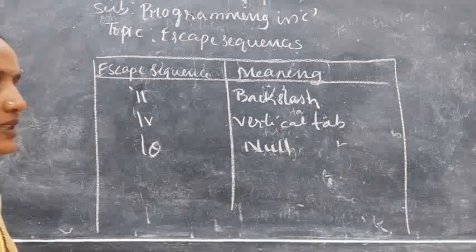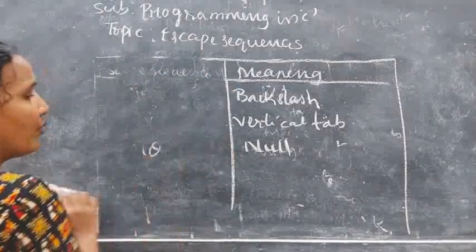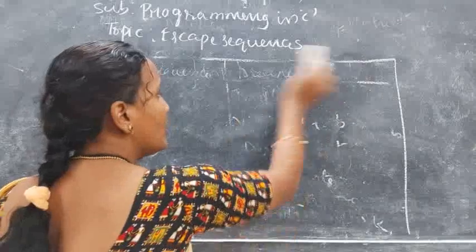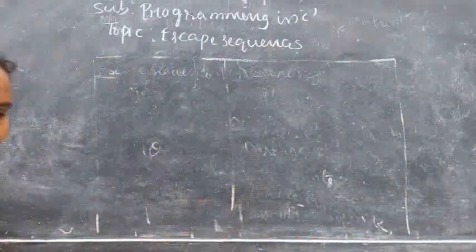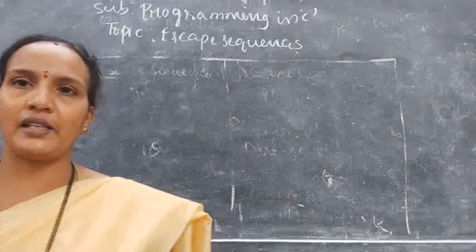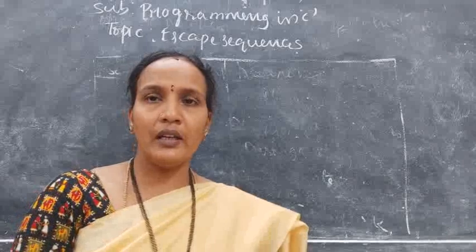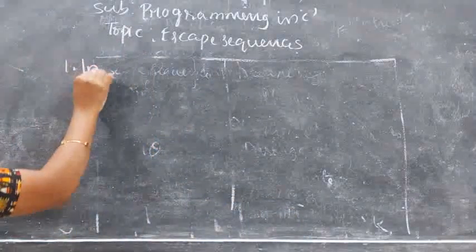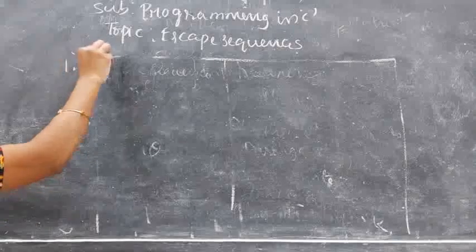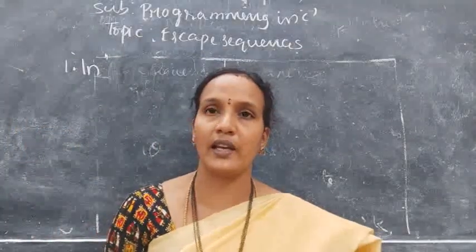Now we'll discuss each and every escape sequence character. Each escape sequence character starts with a backslash and one special character. So the first one is backslash n.